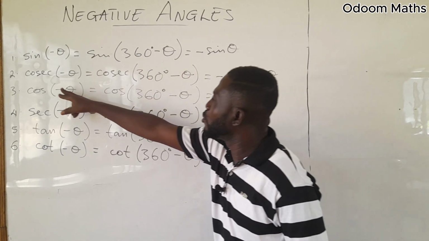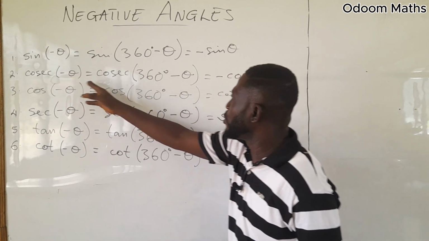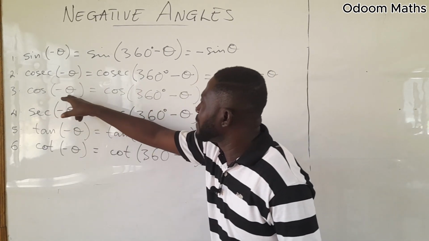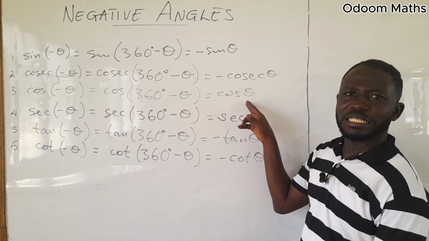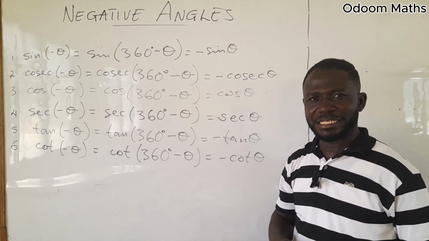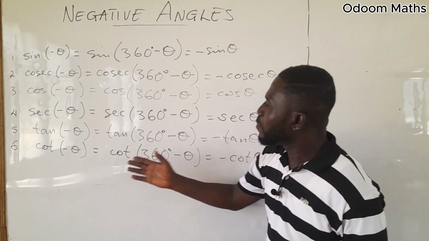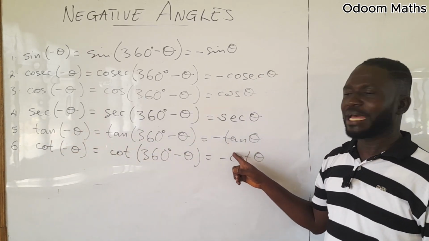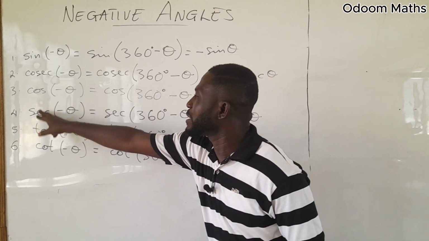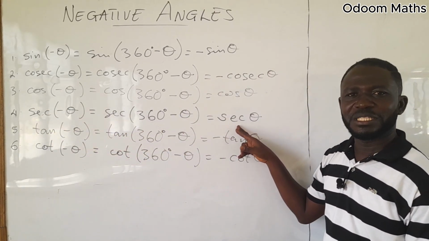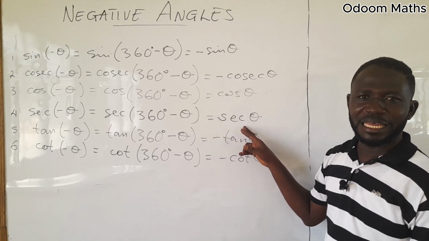Now let's go to cosec, which is 1 over sine. We know that's also going to give us negative cosec theta. But cos of negative theta is giving us cos theta. If I may ask why, don't worry, we'll learn about that. Now, tan of negative theta is also giving us negative tan theta. But 1 over cos, which is sec, the same thing applies, which is positive theta instead of negative theta.